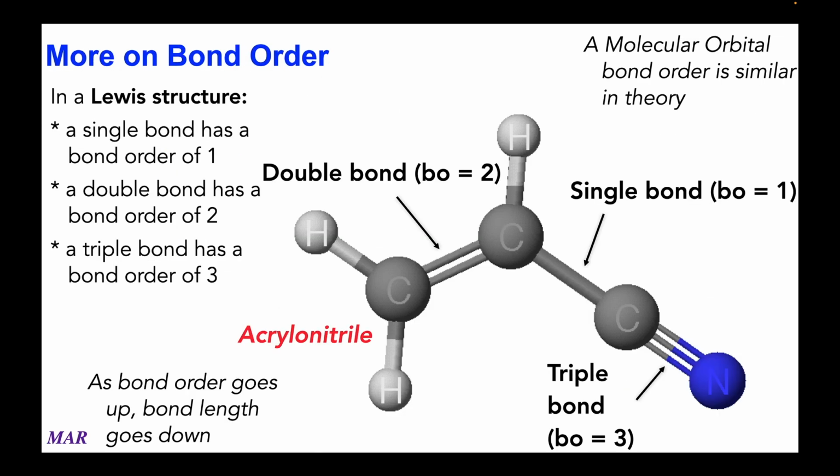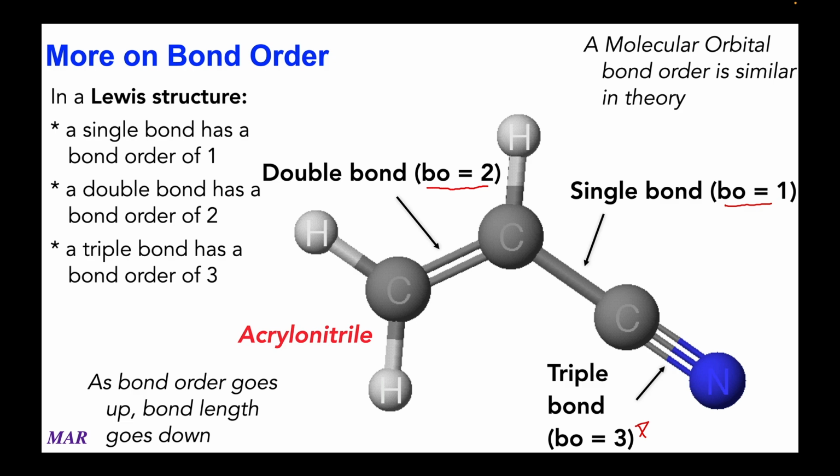Now, in the Lewis structure, there's an equivalent idea for bond order. And I have up here just a molecule, acrylonitrile. And I like this molecule as an example because you can probably see there are single bonds, double bonds, and triple bonds. And so in a Lewis structure, if you have a single bond, that's a bond order 1. So if we calculate a bond order of 1 in molecular orbital theory, that corresponds to a single bond in Lewis structures. And likewise, in a Lewis structure, a double bond would be bond order 2, and a triple bond would be bond order 3.